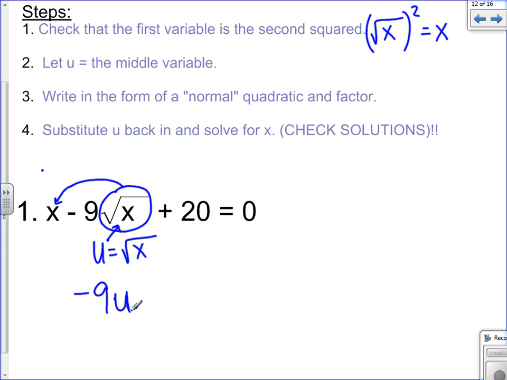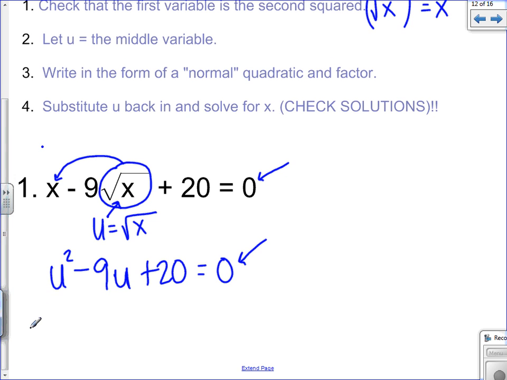Okay? Now, I'm going to rewrite this equation in a quadratic form. And so as long as I keep this relationship the same, the second variable is just, if I square it, I get the first one. I'm going to keep that relationship the same and say, okay, if I take u and square it, that's just going to give me u squared. Okay, and then plus 20 stays the same. So now we went from an equation right here that does not look like something we can factor to an equation that looks like something we're used to and that we can factor.